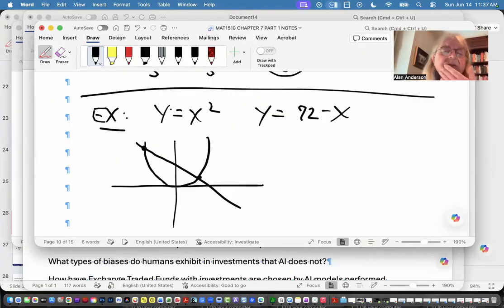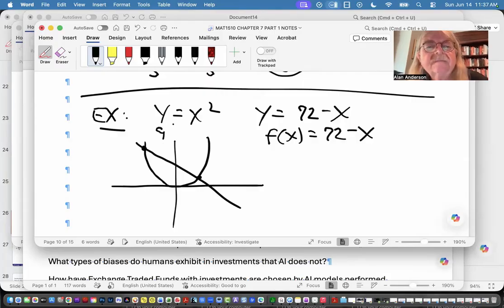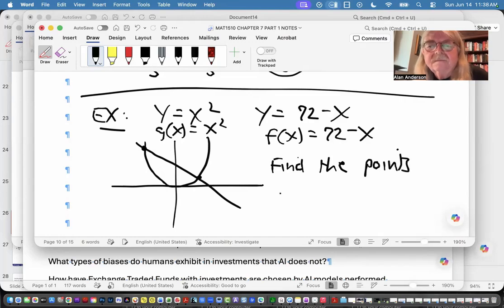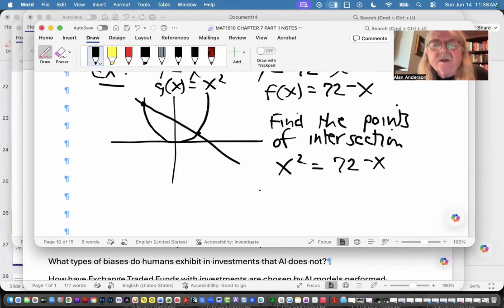In the book, what they've been doing is they make sure that the one on top is designated f of x. It's not absolutely necessary, but I think it's a good practice. So of course we have to figure out where they cross. x squared equals 72 minus x. Let's gather them all onto the left-hand side of this equation.